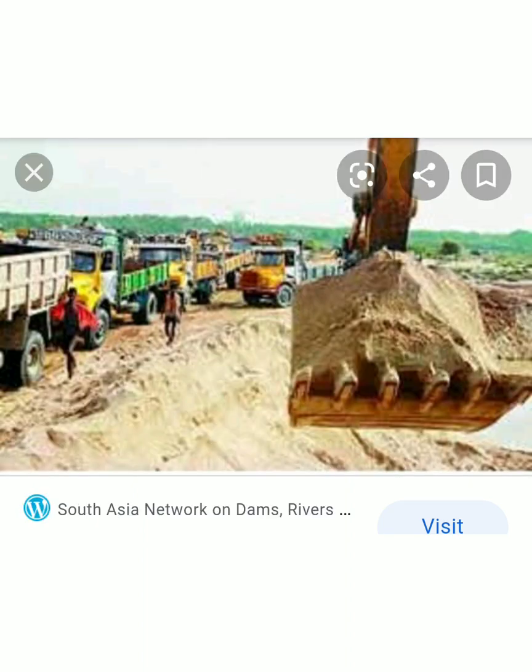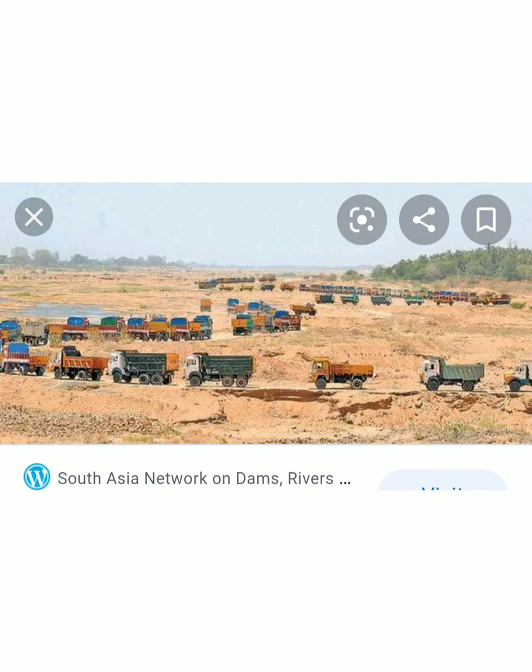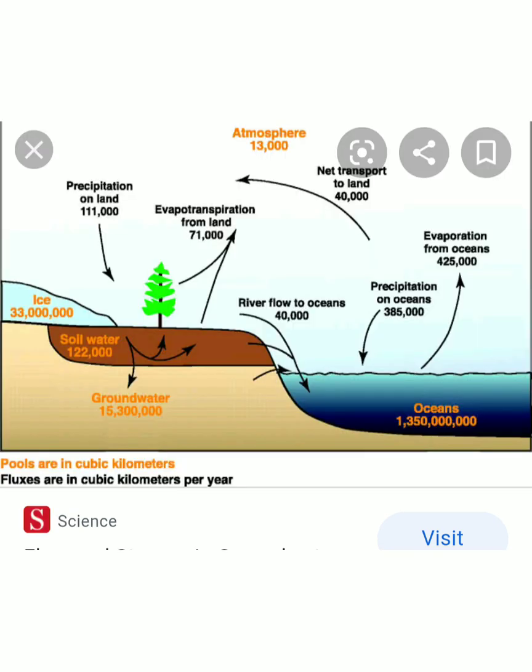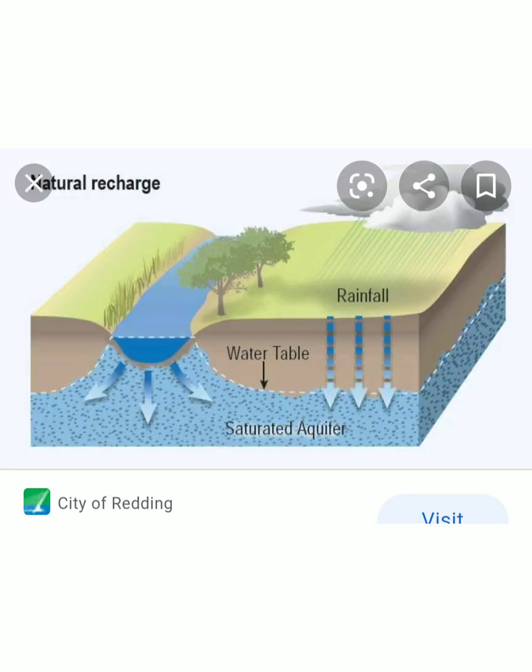So now you are aware of the problems of sand mining from riverbeds, isn't it? It will destroy the rivers. Sand has the capacity to hold water. When this sand is carried away, the water directly flows to the sea and thus lowers the water table under the soil. Okay.